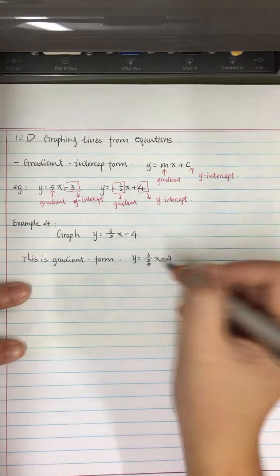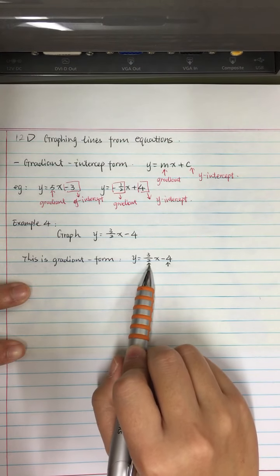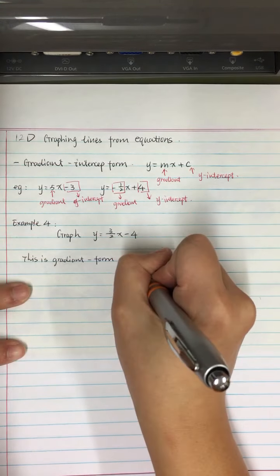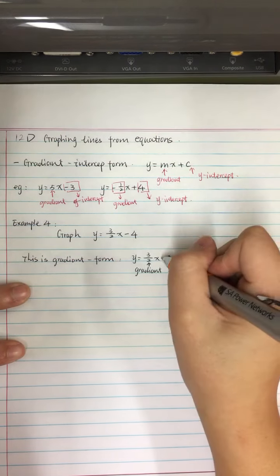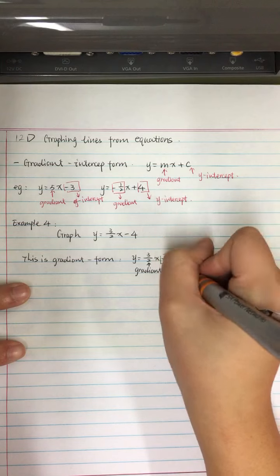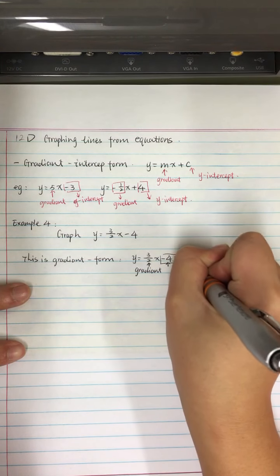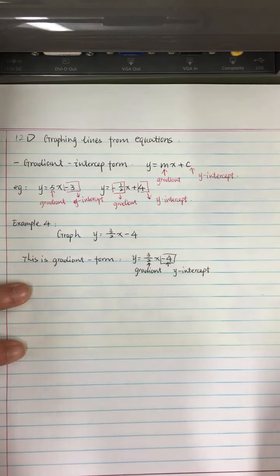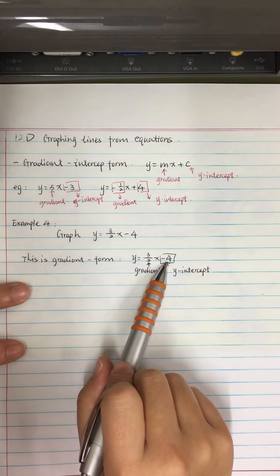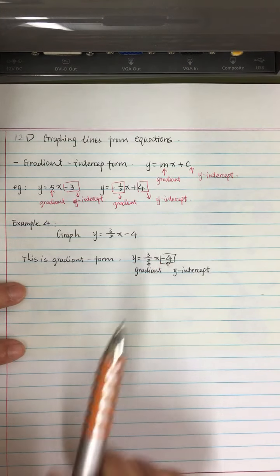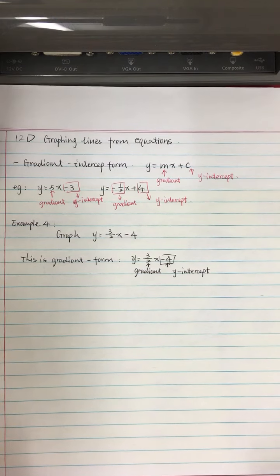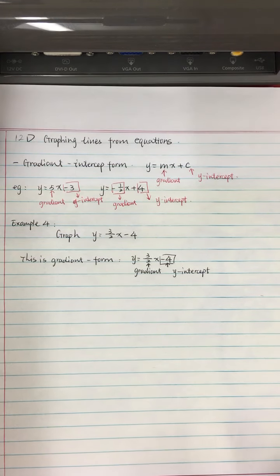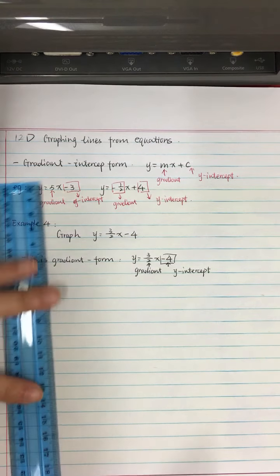Okay, so going back, we have the gradient, which is 3 over 2. We can read it straight away from that. And our intercept is negative 4. So the y-intercept is negative 4. That means our graph cuts the y-axis at negative 4. So in this case, I can draw my graph. It will cut at negative 4.